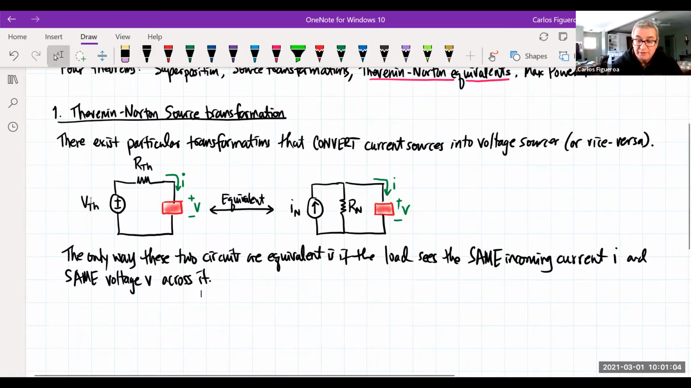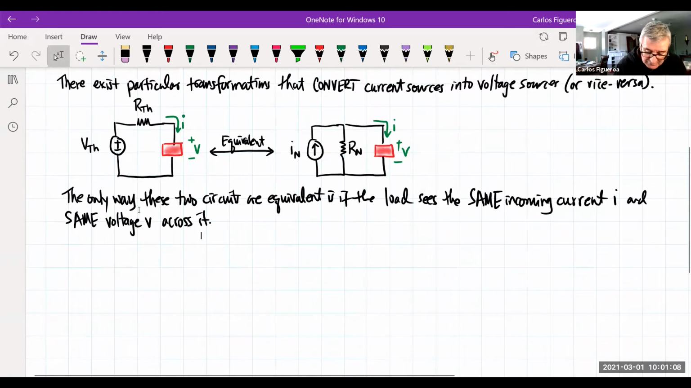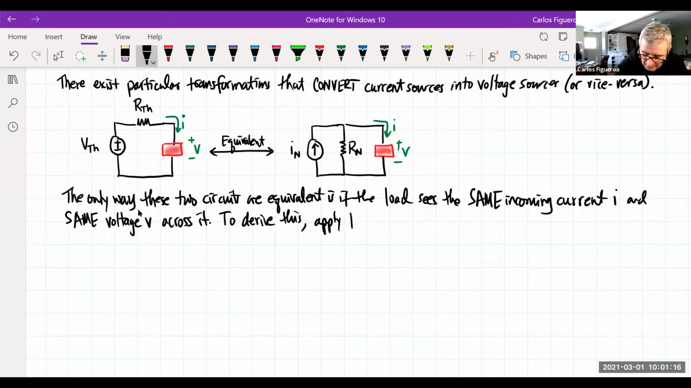So there's a way that you can derive this. To derive this, apply KVL and KCL.